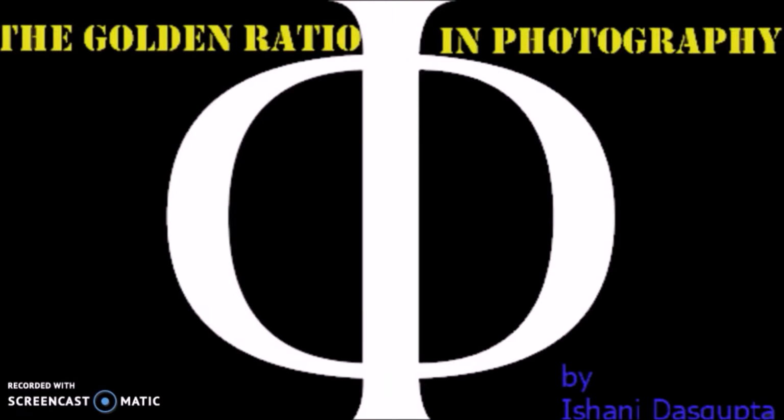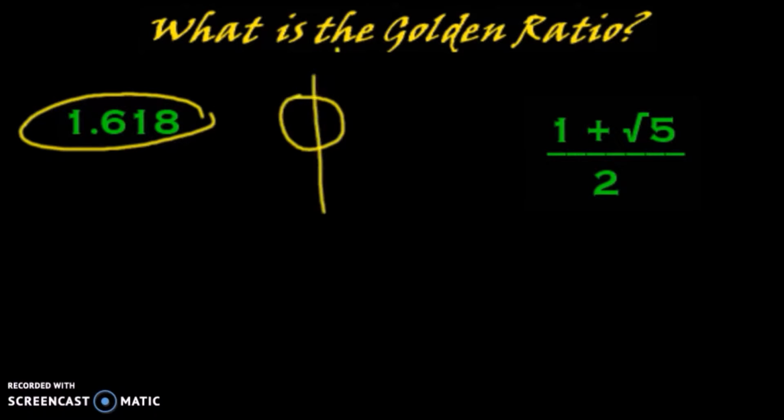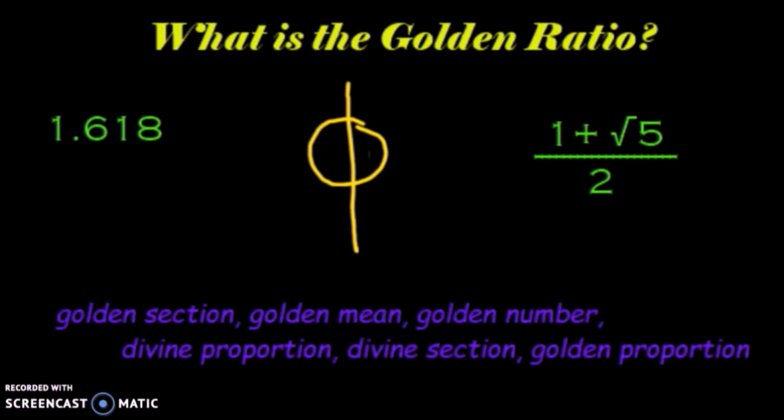So what is the golden ratio? It is actually a really fascinating and powerful number, approximately equal to 1.618. It is expressed through the Greek letter phi, and can also be shown by its formula (1 + √5) / 2. It has many different names. It is called the golden section, the golden mean, the golden number, divine proportion, divine section, and golden proportion.